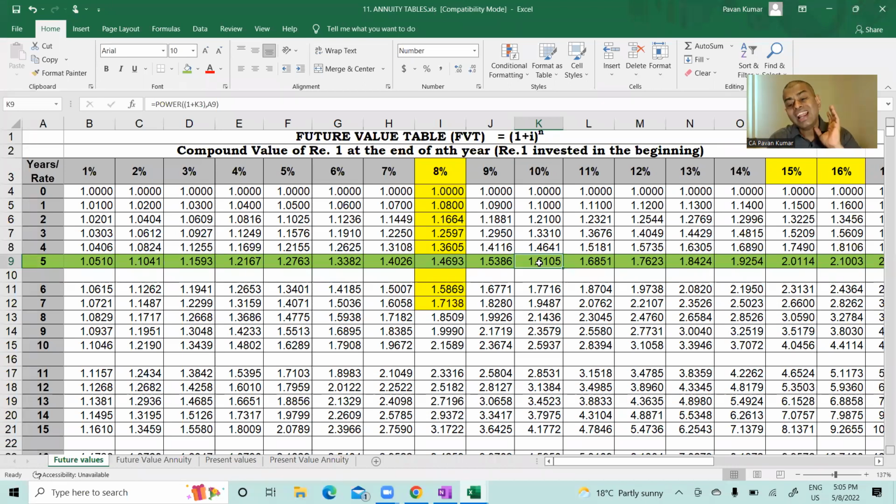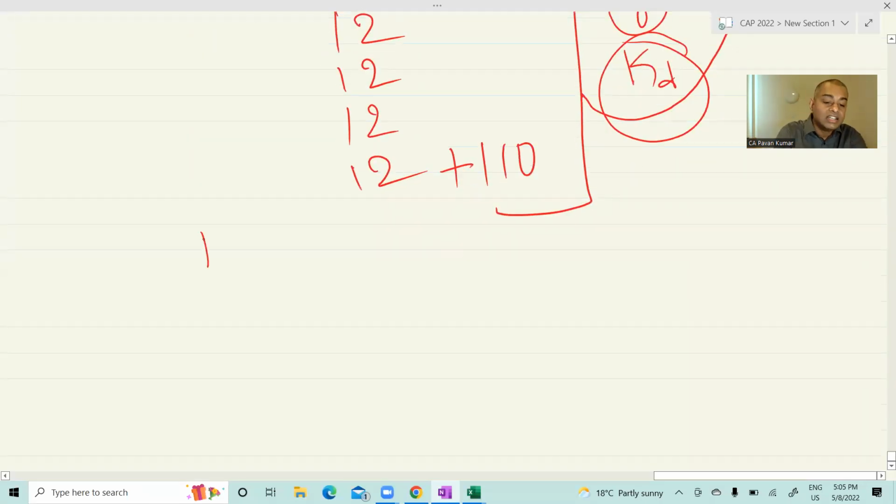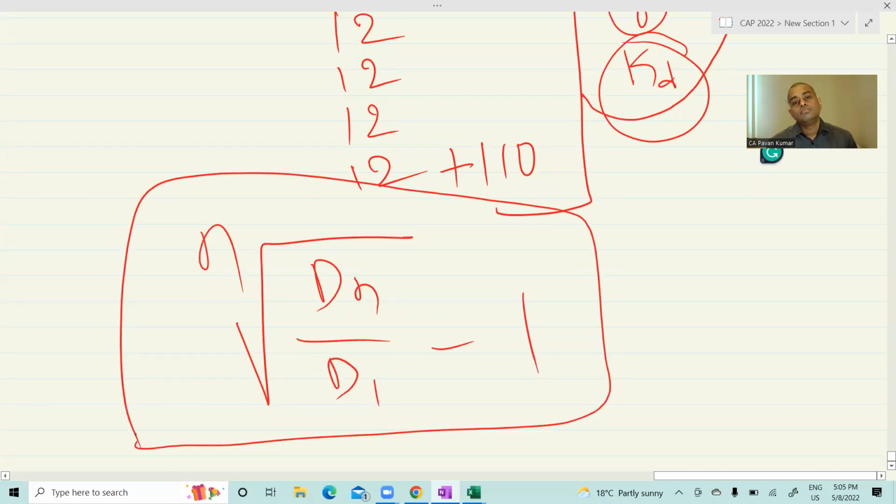What if the rate is 18.25%? How will you search? What if the rate is 17.4? How will you search? What if the rate is 9.86? How will you search? So that is the reason I told you globally they calculate it like this: nth root of Dn divided by D1, minus 1. This is how we teach in ACCA and CPA.